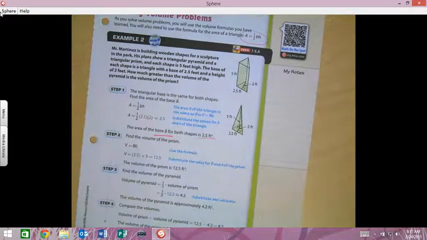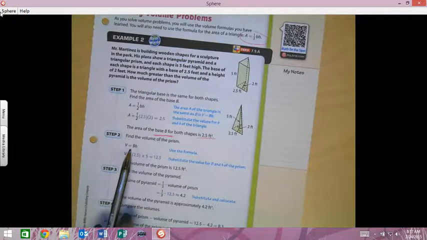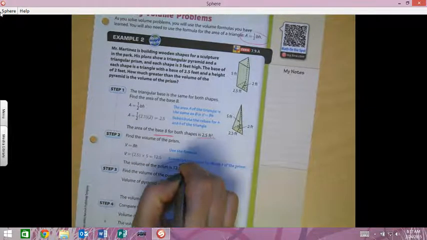So it says, find the volume of the prism. So now we have to plug it in. Big B times H for our prism. So 2.5 times 5, because our height is 5. So the volume of our prism is going to be 12.5.